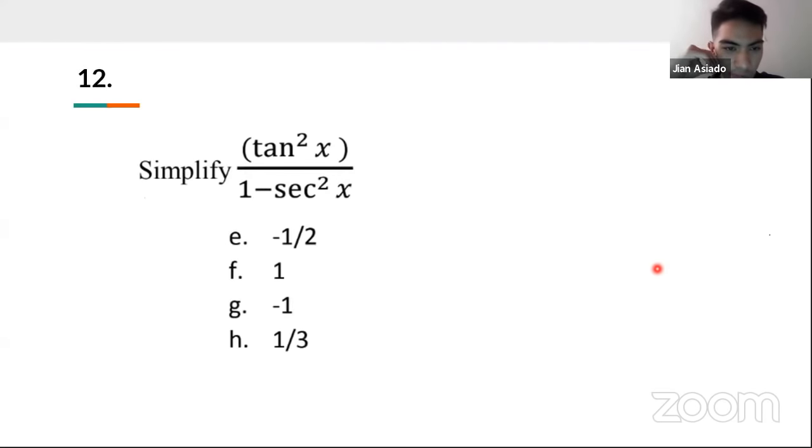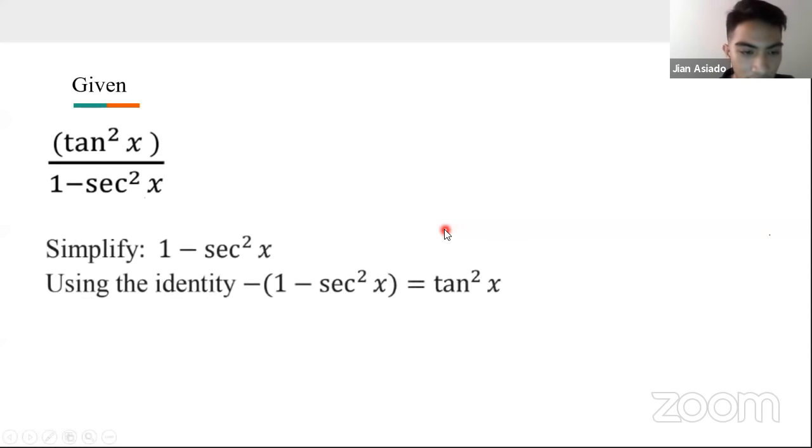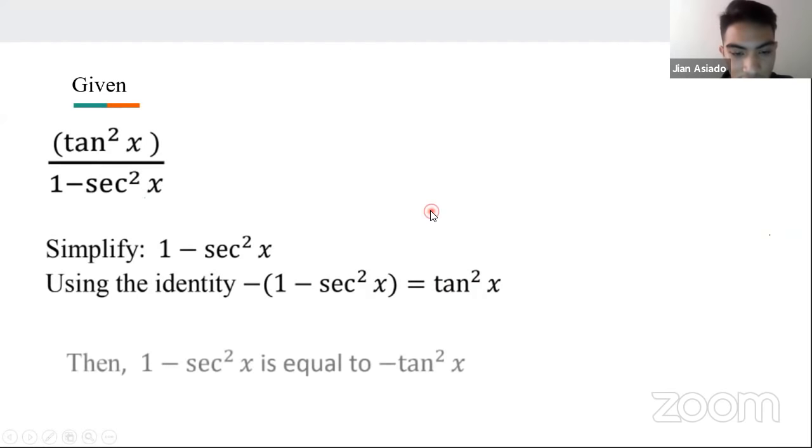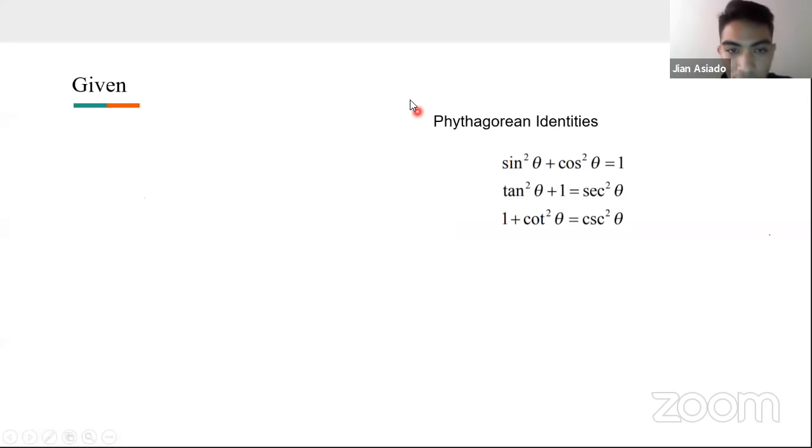Okay, number 12 naman, ayan, we simplified this, no? So, to simplify this one, gagamit ka uli ng identity, no? Anong identity ba yung gagamitin natin? So 1 minus secant squared x, no? This is equal to tangent squared x. Ayan. So pwede mong ma-derive actually ito, lahat ito, no? So for example, gusto mong makuha ito.